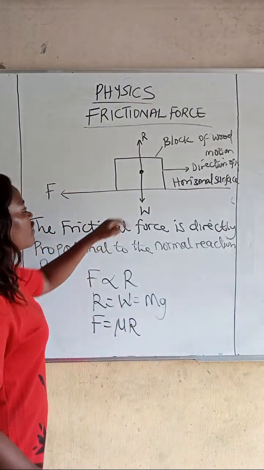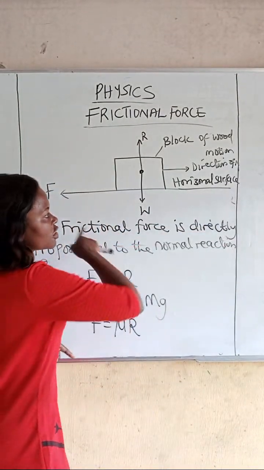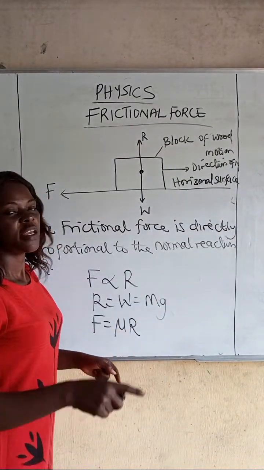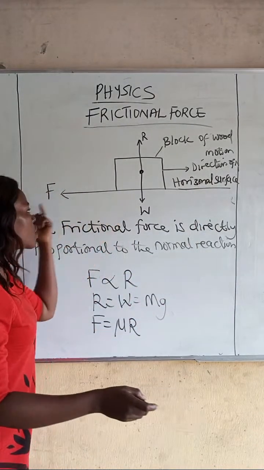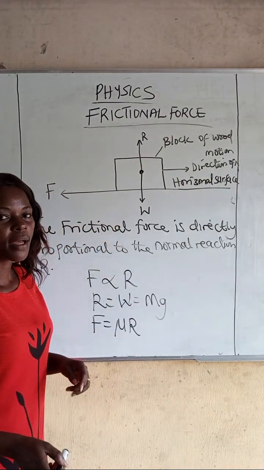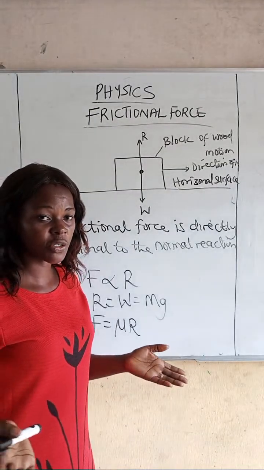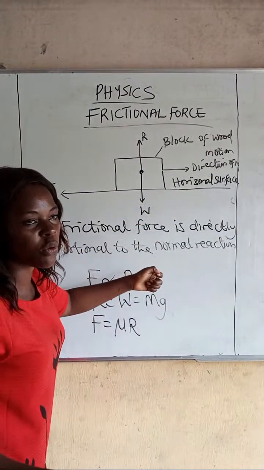The direction of the motion is going this side. Friction cannot go the same direction as the direction of motion. It must oppose it. So if the direction of motion is going this way, friction will go what? Will go back. That is why it's going left. Do you understand it now?